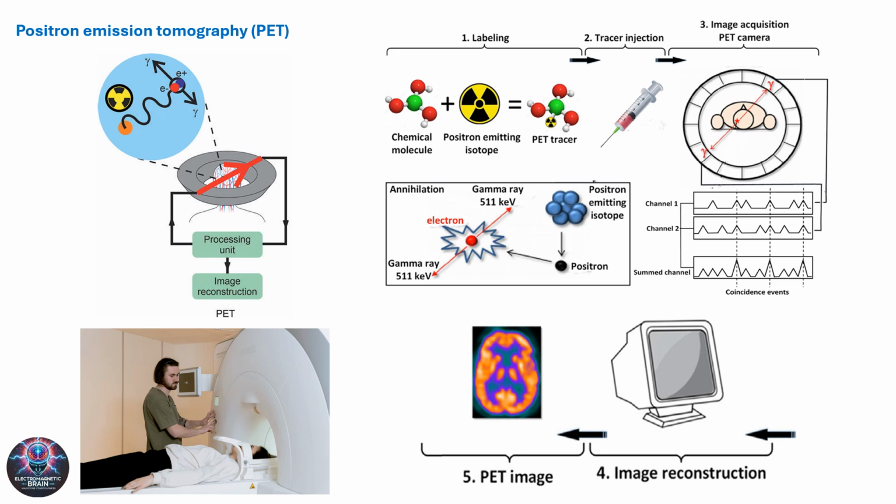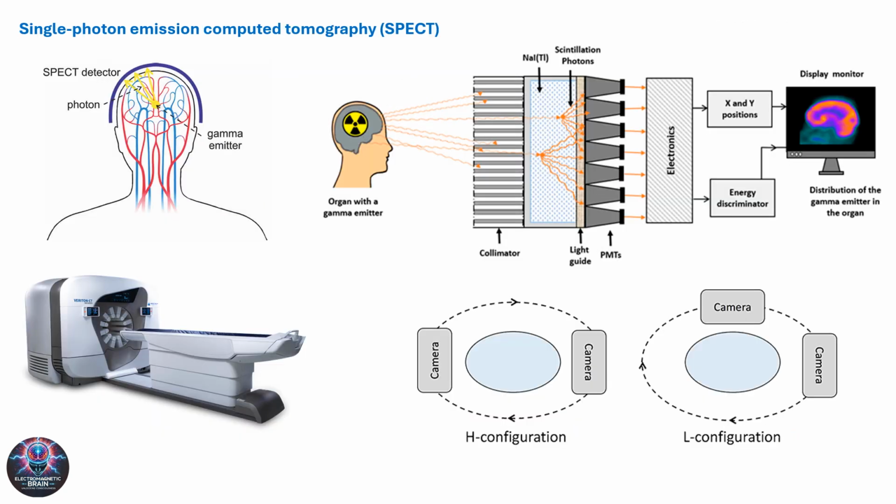In this slide, we focus on single-photon emission computed tomography, SPECT, a technique that is similar to PET but uses a different approach. SPECT is used to measure blood flow in the brain rather than metabolic activity.